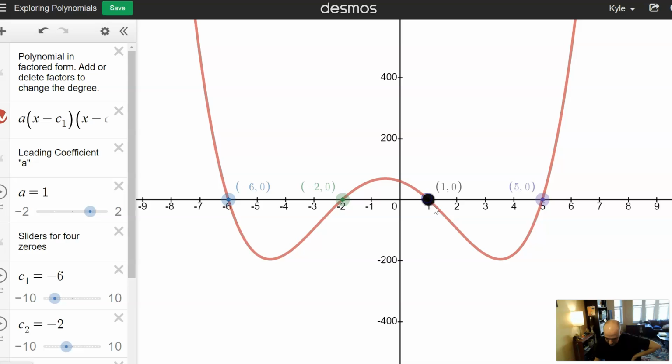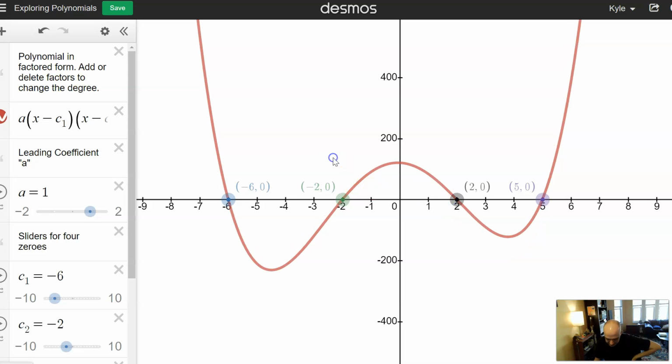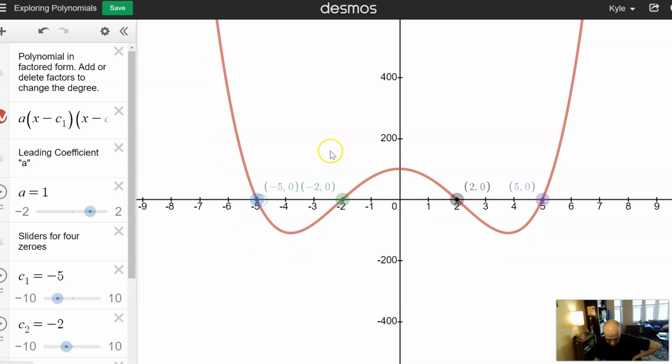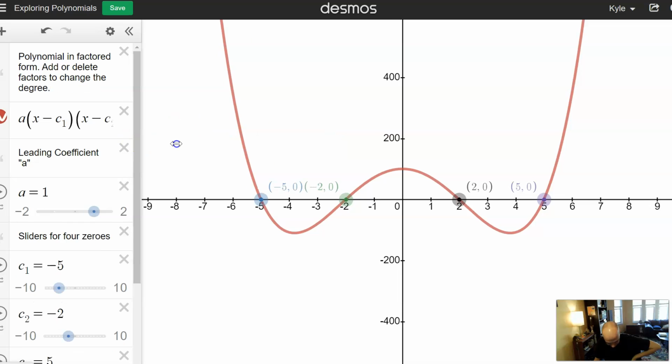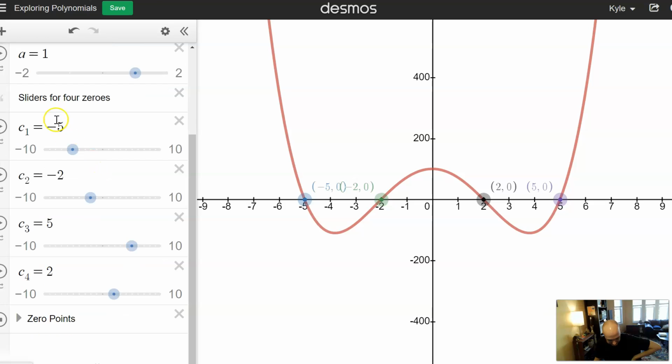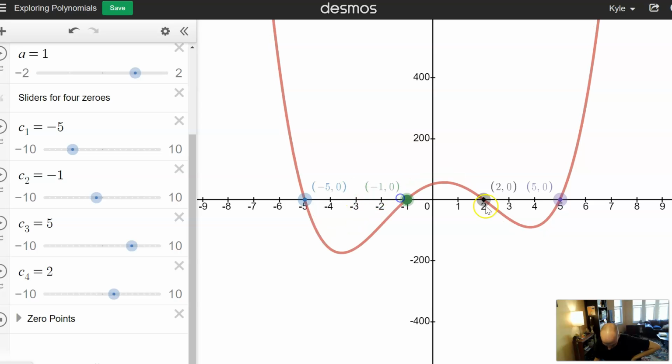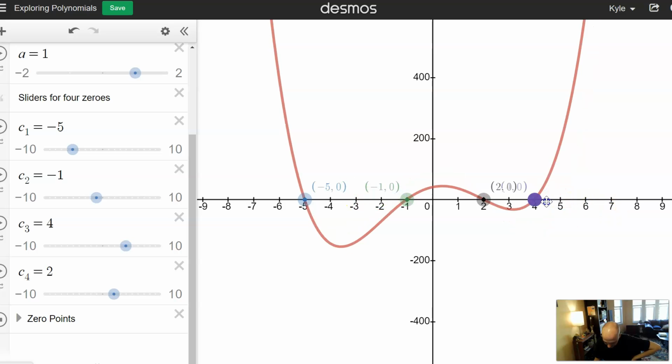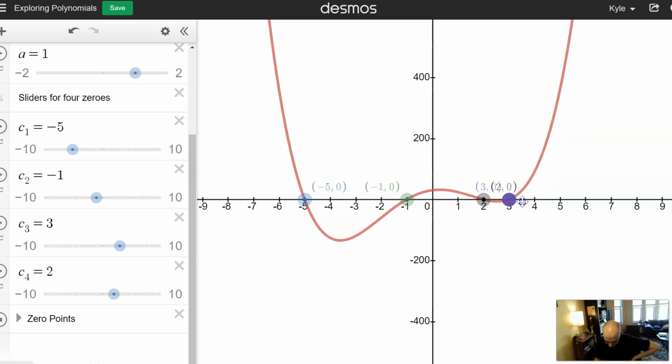But I want to start seeing what happens if my zeros are starting to appear more than once. So right now I have 4 zeros and they're all different. That is, each slider here represents a 0, and they all represent different numbers at this point. But what if these 2 zeros on the right started to come closer and closer together? What if they were right on top of each other?